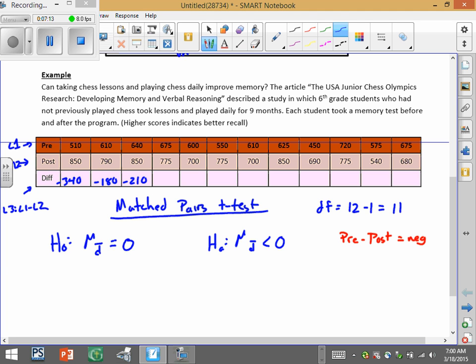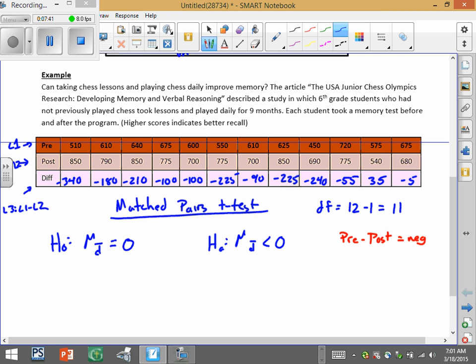Negative 210, negative 100, negative 100, negative 225, negative 90, negative 225, negative 240, negative 55, 35. So here's one student that had a better pre-test score than post-test score. And then finally negative 5. So that last student in the group had just a little bit better average.